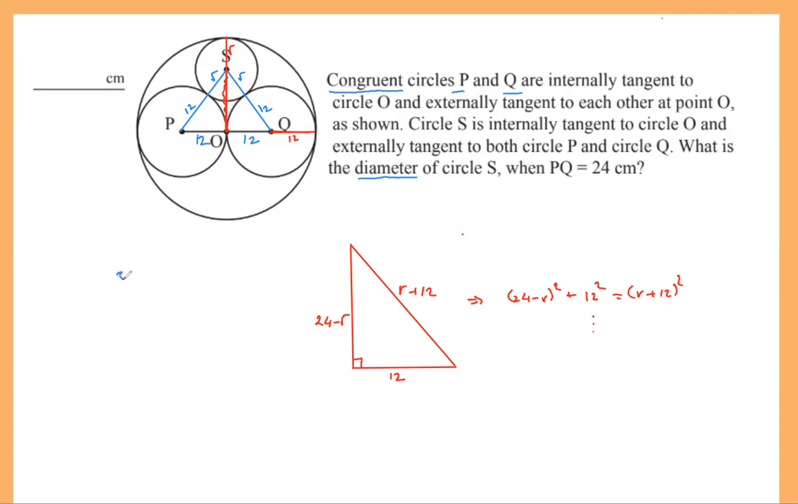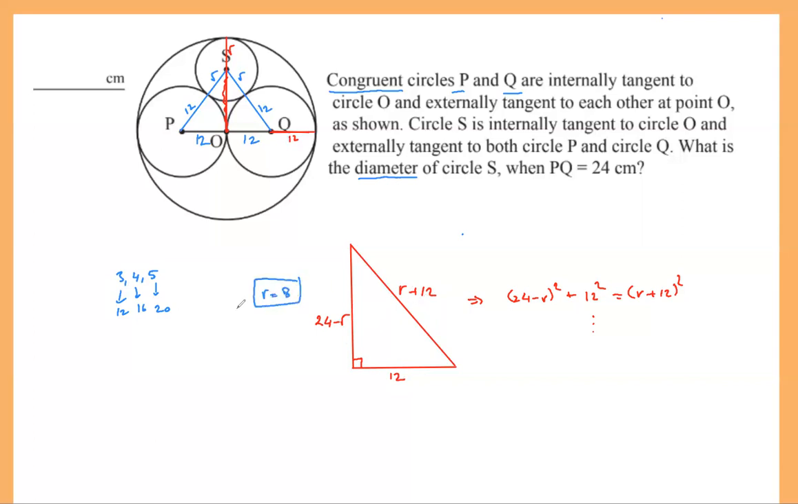I like to remember my triples, like 3, 4, 5, which is one of my triples. And this is 12, so if I multiply these by some number to get this 12, I can see if this is actually a triple. So let's try and see. If I multiply by 4, 3 gives 12, 4 gives 16, and 5 gives 20. So if this is 12, that means this has to be 20, which means R has to be 8. 24 minus 8 is actually 16, so that looks like it is working. So R is 8.